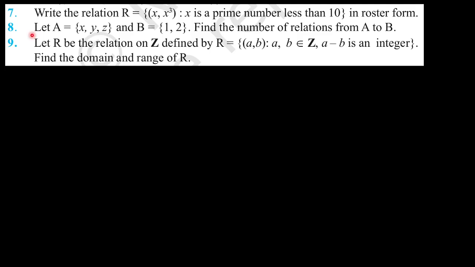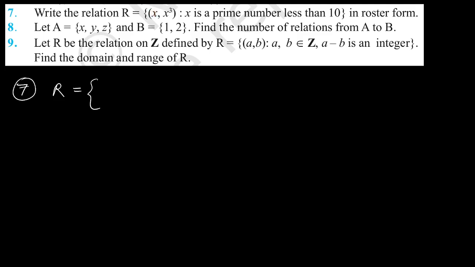So let me discuss the seventh one. Write the relation R equal to {(x, x cube)} where x is a prime number less than 10 in roster form. The relation contains ordered pairs (x, x cube), right? So we can directly substitute the possible values of x. Here x is a prime number less than 10.